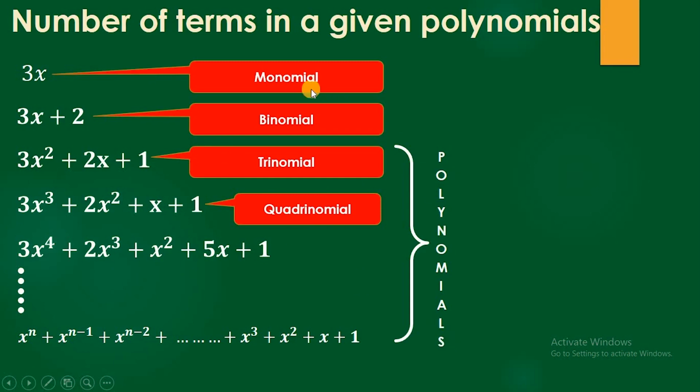Now to remember these names, it's very easy to think of a cycle. This is a monocycle, because there's only one tire over here. So mono means one, and nomial means term. So monomial means one term.